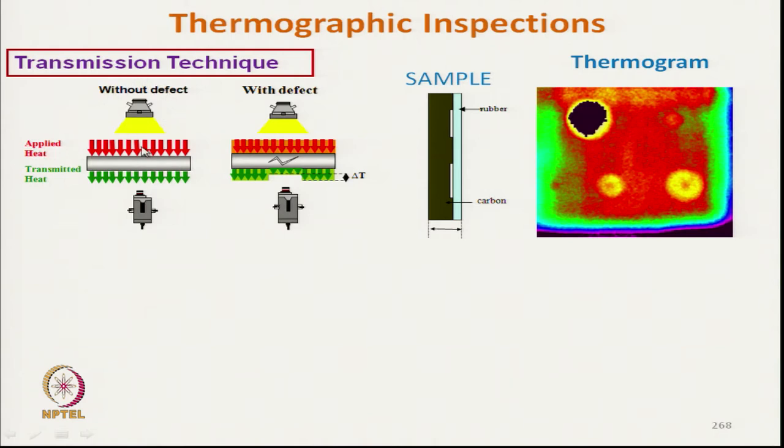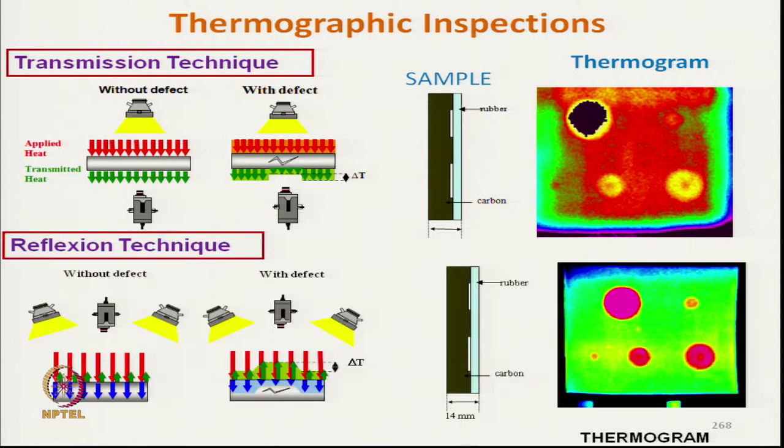Without a defect, the heat is applied here and, if there is no defect, the heat will be uniformly transmitted, so we can get an image. But in case of any defects like void content or any other defect, the heat will not be transmitted evenly, and on the other side we get an image here. From these images we can get an idea about the defects present inside the structure or specimen.